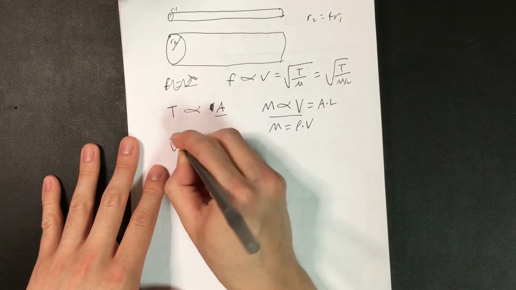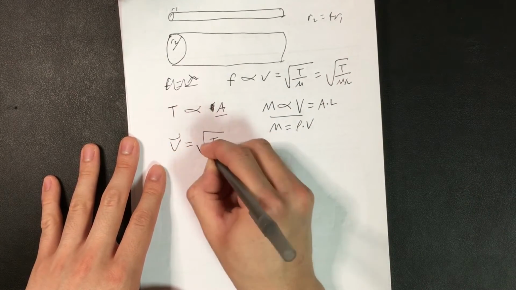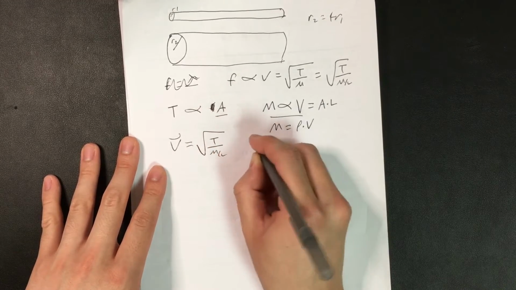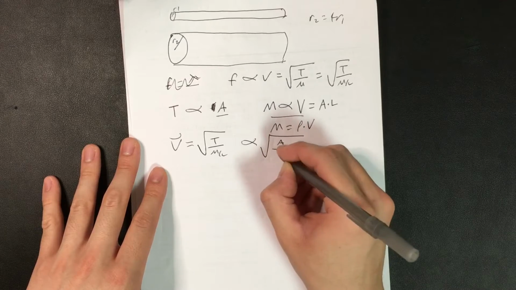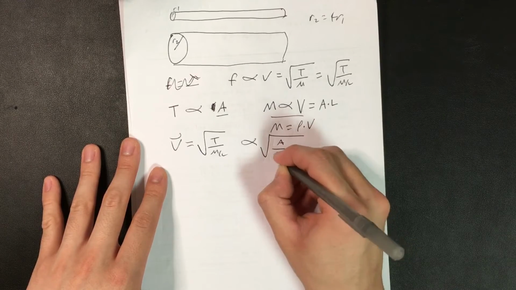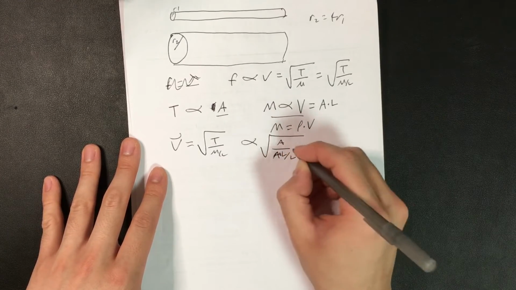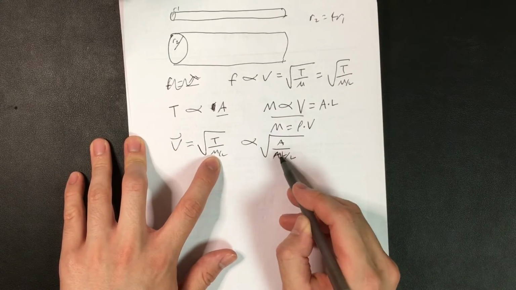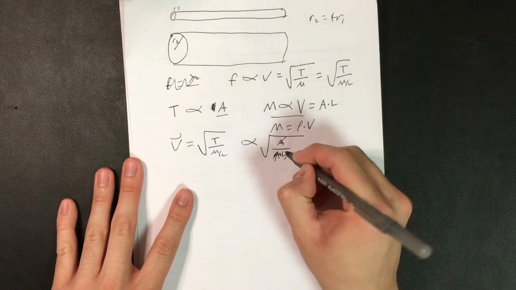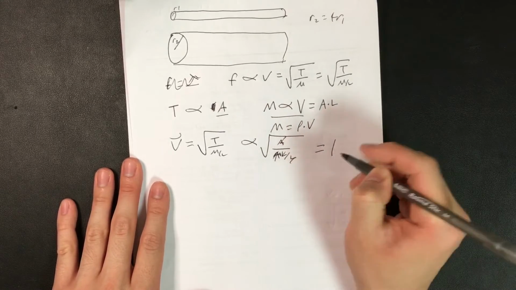Therefore, velocity of the wave, which equals the square root of T over m over L, is going to be proportional to square root of area over area times length divided by length, because tension is proportional to area and mass is proportional to area times length. Canceling out the A's and the L, this simply becomes 1.